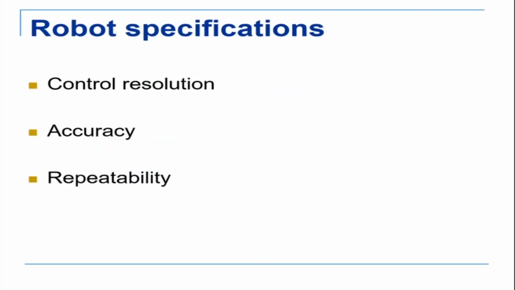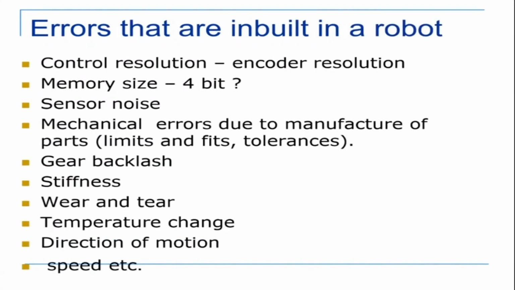These are the three terms used for specifying a robot. One is the control resolution, which the manufacturer has to tell, then the accuracy of the system, and the repeatability of the system. Now, what are the errors inbuilt in a robotic system? For example, control resolution is the encoder resolution. When we studied encoders, we saw that this is an encoder and there are slots which are cut. This is a little exaggerated, but okay to understand.